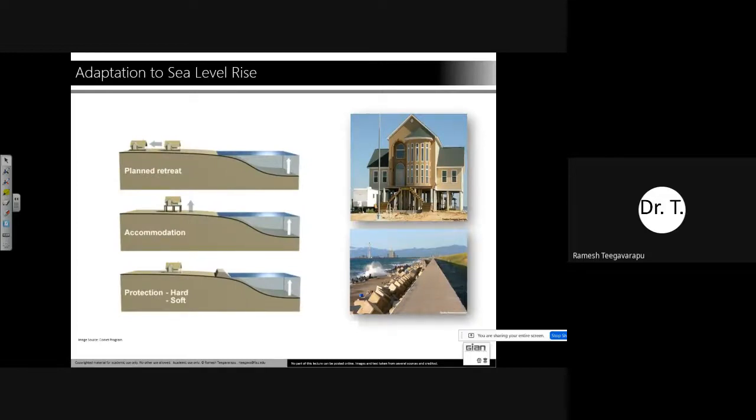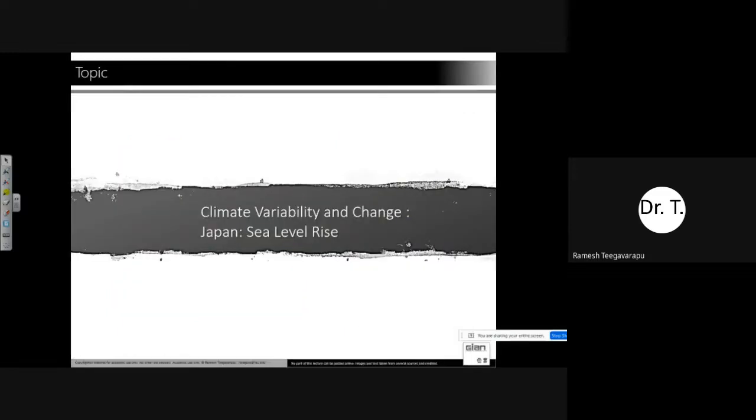So what are the things we are doing? We're trying to retreat from the coastal areas, move away from them, or we are accommodating, we are increasing the height of the houses, or we are constructing what we call sea walls. This is a protection from sea level rise. Of course, you will have coastal intrusion, saltwater intrusion also.